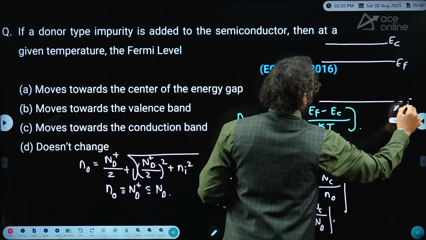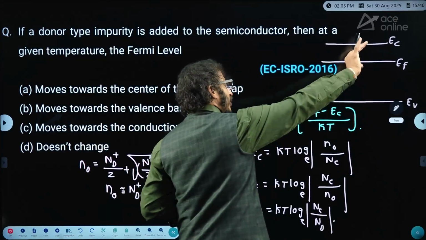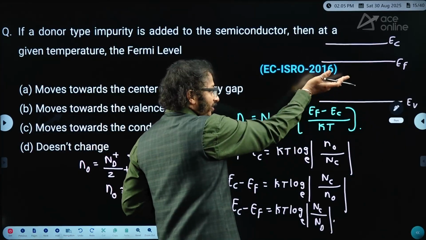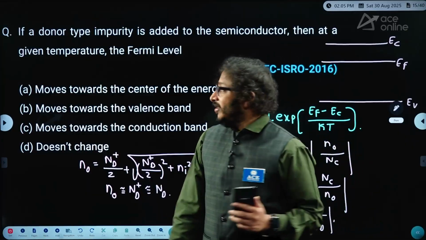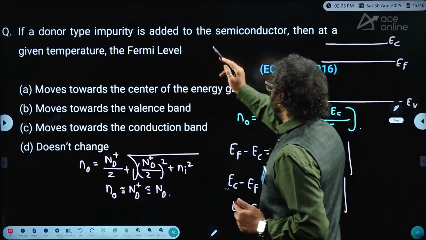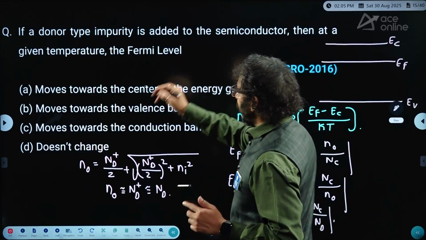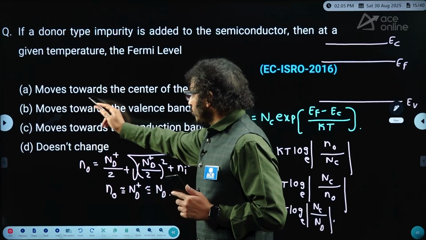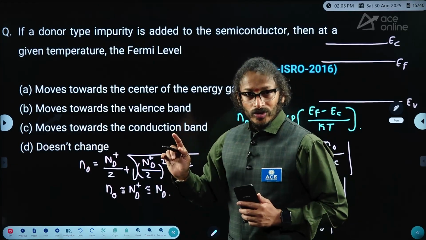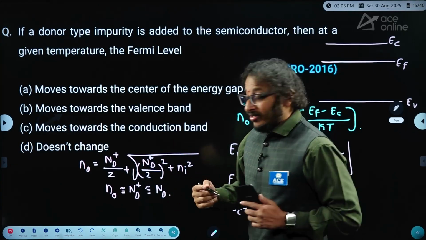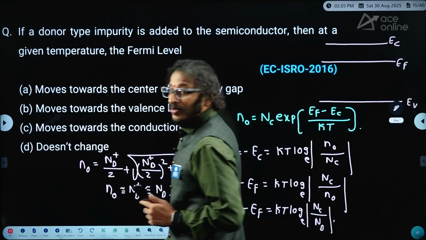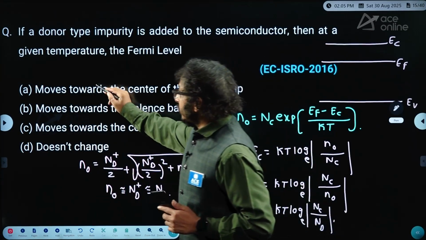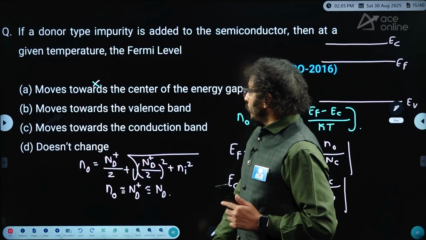And here somewhere we have EV. So whenever EC minus EF is getting decreased, I think Fermi level is moving towards the conduction band. Very simple answer, right? Now tell me, dear students, if a donor type impurity is added to the semiconductor, then at a specific temperature, does the Fermi level move towards the center? No. Moving towards the center indicates EC minus EF must be increasing. That will happen when temperature increases. So this is wrong. Move towards the valence band?